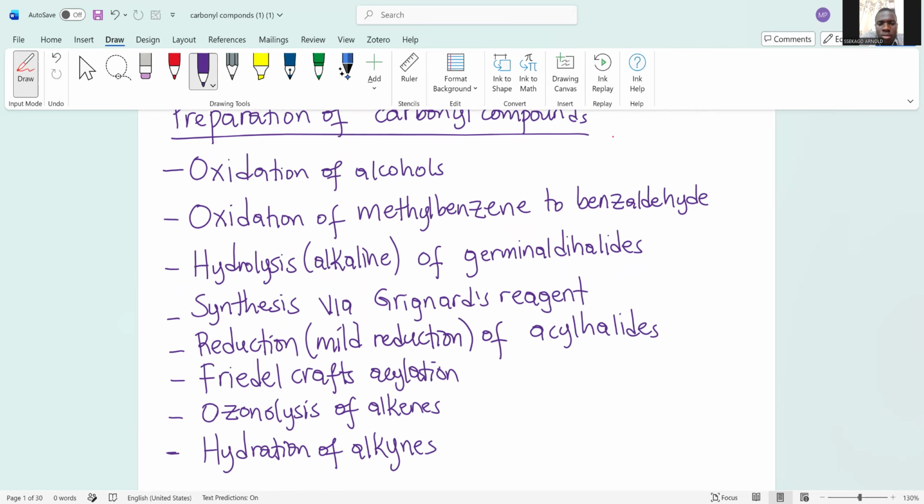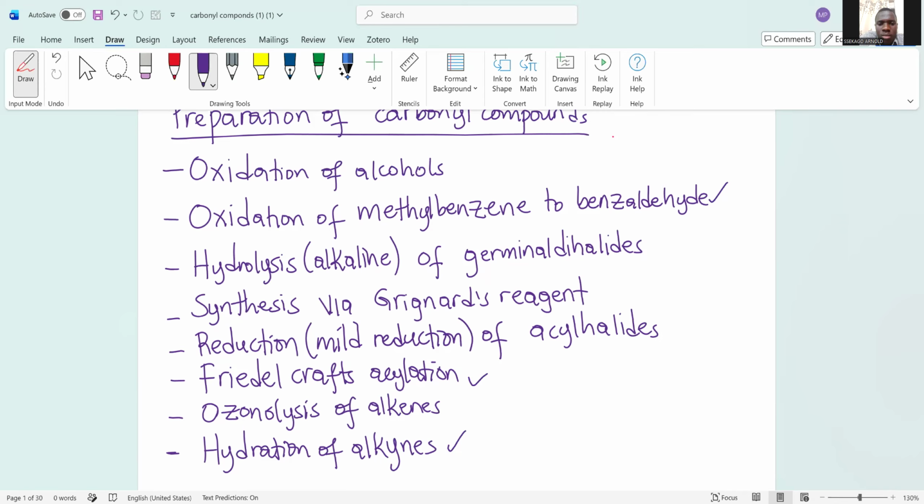I want to say that oxidation of methylbenzene to benzaldehyde has been covered. Then we also have Friedel-Crafts acylation that has been covered, and also hydration of alkynes. Then ozonolysis of alkenes to carbonyl compounds. Anyway, it depends on your coverage. I don't know whether it has been covered. But for me, as I was teaching a certain group of students, I taught oxidation of methylbenzene to benzaldehyde. Therefore, I'm not going to capture that here. Friedel-Crafts acylation was also taught. Hydration of alkynes was also taught.